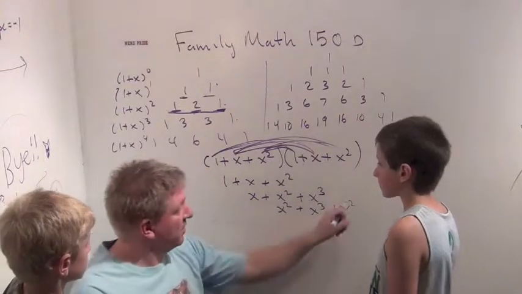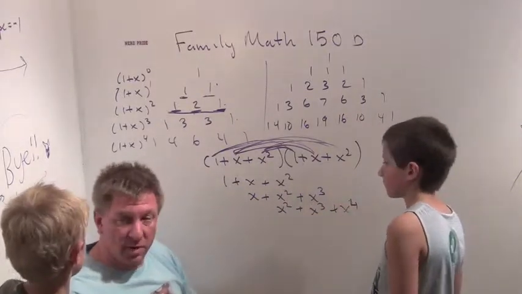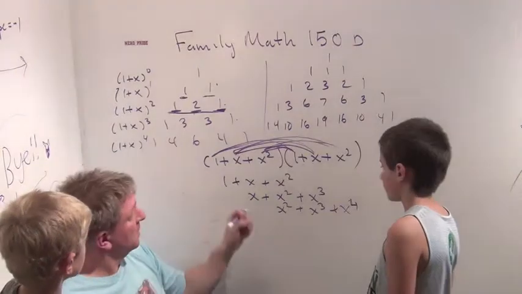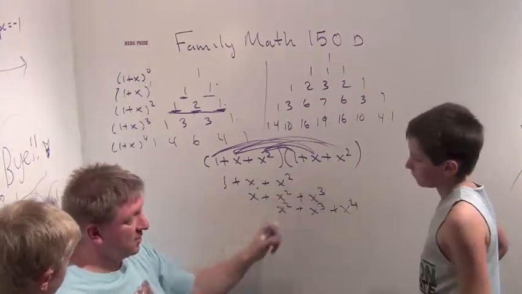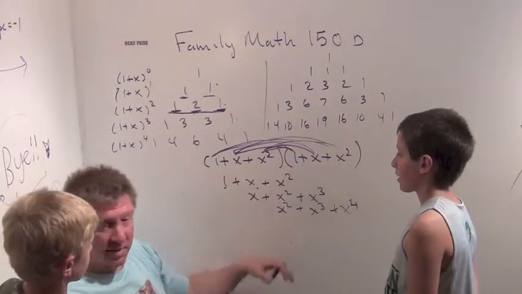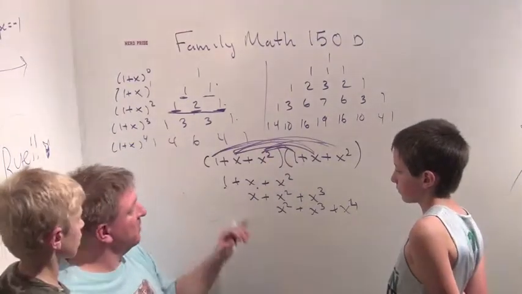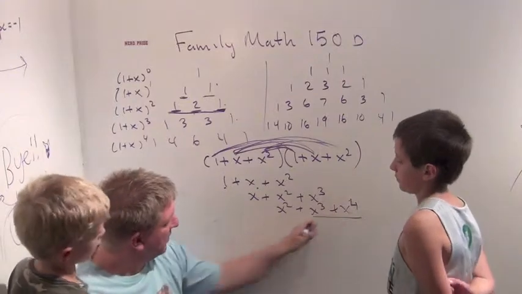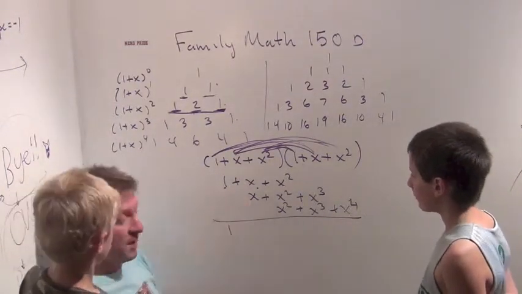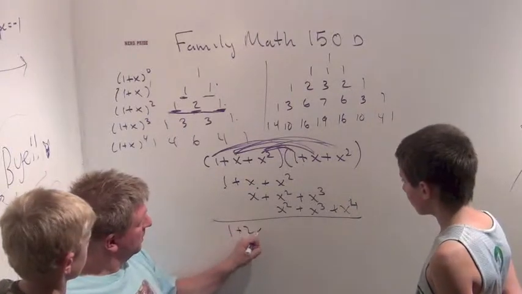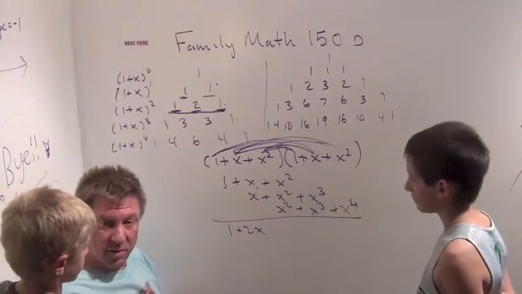I know we haven't talked about this so much, but that's okay. Can you see why 1 times 1 is 1, and 1 times x is x, and 1 times x squared is x squared? What do I get when I add this up? Actually, you can do this, even though you've never seen this before. What adds with the 1? Well, nothing, 1. What do I get when I do x plus x? It's 2x.